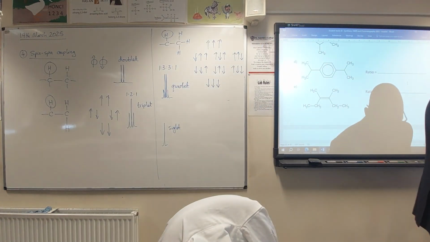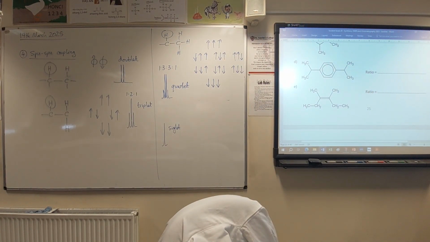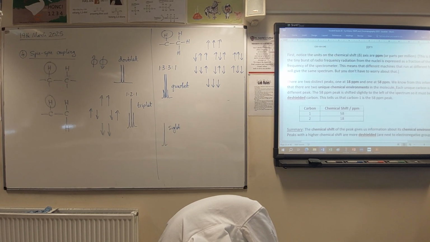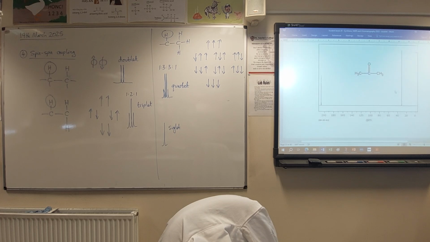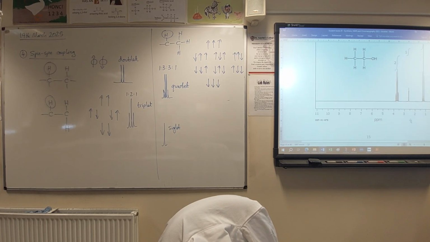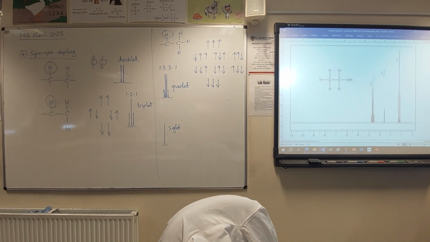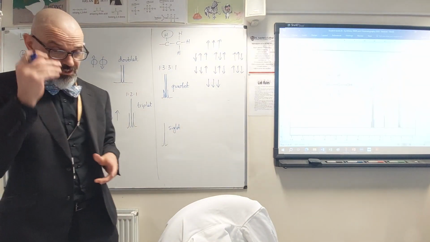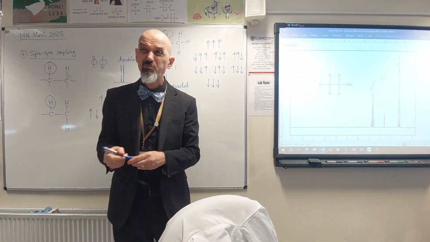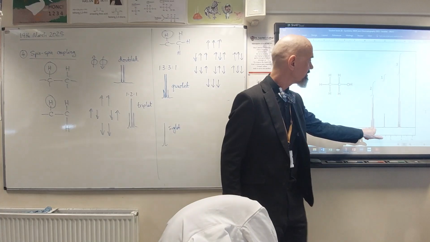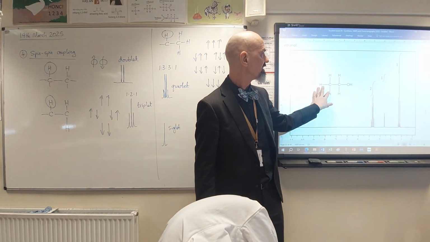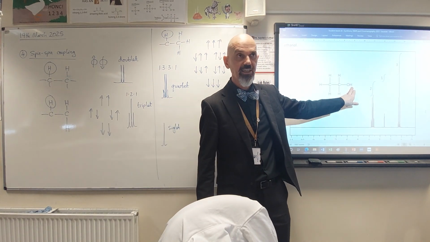Okay. Let's just go back to the spectrum of methanol. Sorry, spectrum of ethanol. There we go. So the spectrum for ethanol, for the proton NMR, shows us three different peaks for the three unique chemical environments: the CH3, the CH2, and the OH.